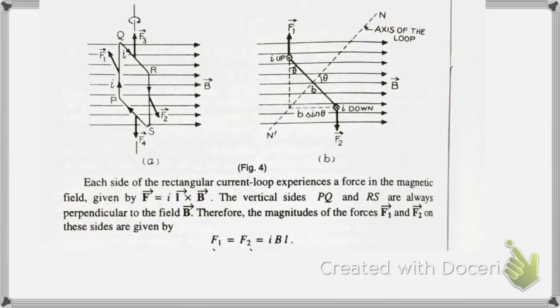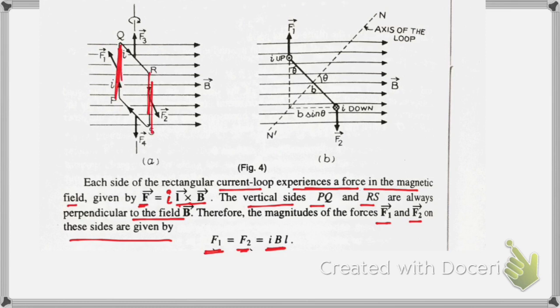So here you see, let's go to the next page. Here you see the each side of the rectangular current loop experiences a force in a magnetic field given by F is equal to I, the current, L vector cross B vector, right? The vertical sides PQ and RS are always perpendicular to the field B. Therefore, the magnitudes of the forces F1 and F2 on these sides are given by F1 is equal to F2 is equal to IBL.